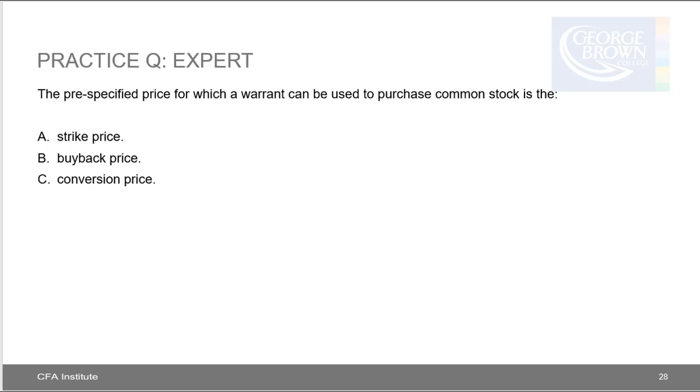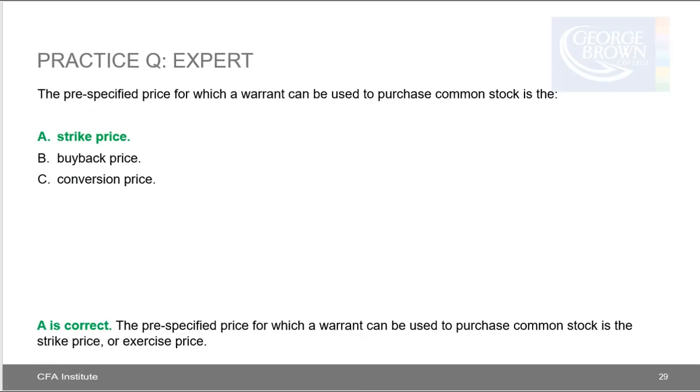Anyhow, the question is: the pre-specified price for which a warrant can be used to purchase common stock is the A, strike price, B, buyback price, or C, conversion price. And the correct answer is A. The pre-specified price for which a warrant can be used to purchase common stock is the strike price or exercise price.